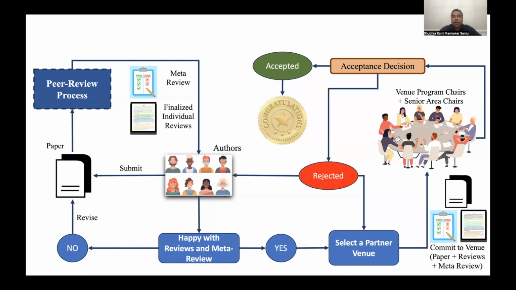Or the authors might feel that they want to further revise the paper and make it even stronger before they commit to a venue. So that basically means they again come back to the ARR review process, they submit to a new cycle, and the whole process is repeated.